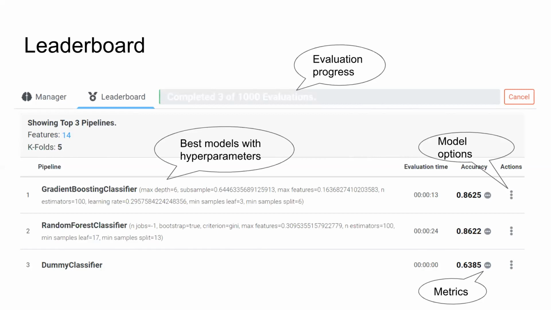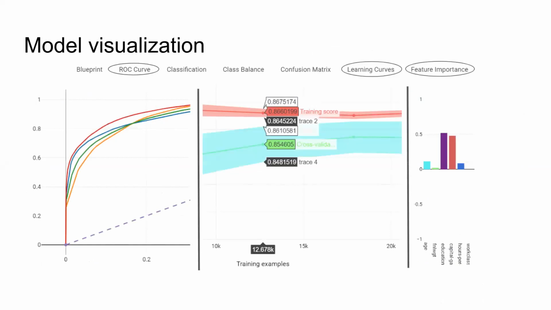Once the evaluation is done, you can check out model options by clicking on the vertical triple dot. There are options related to viewing the model performance and deployment. So if you click on model visualization, you'll come up to the tab where you can see different statistics related to how the model fits the data.